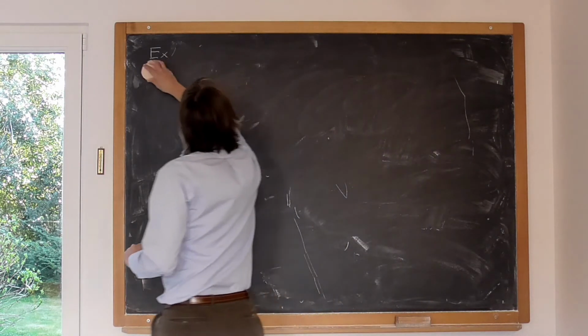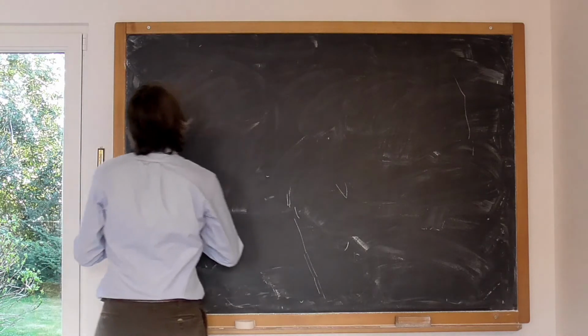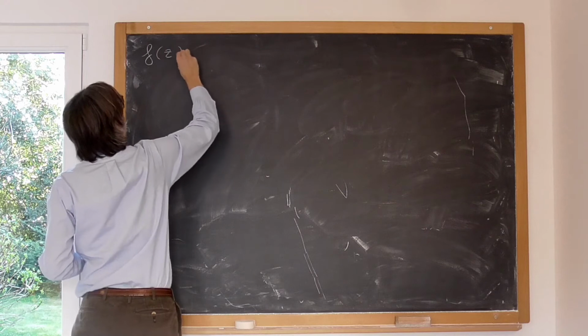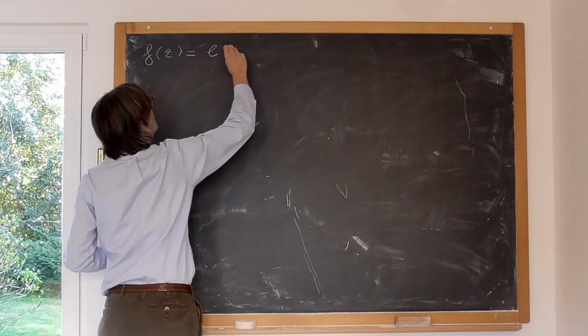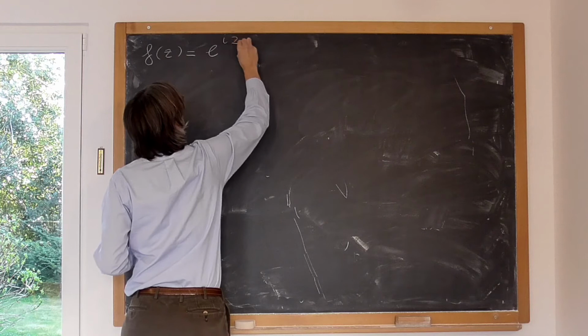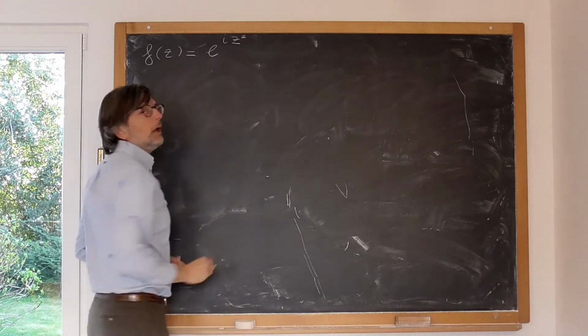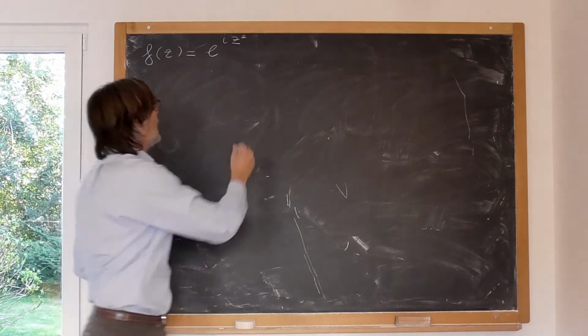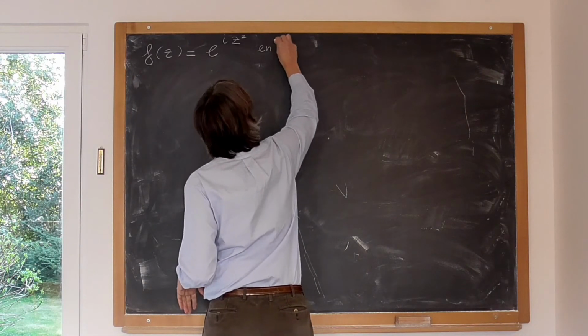So here we will look at the holomorphic function f of z equals e to the i z squared. And this now is a function which is holomorphic on the whole complex plane. So this is an entire function.